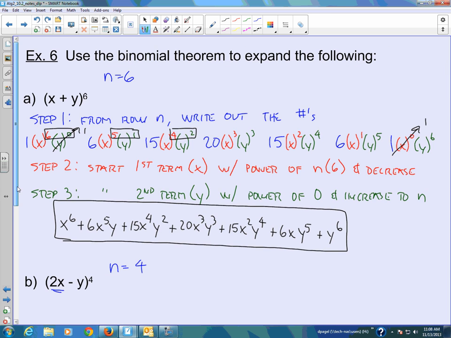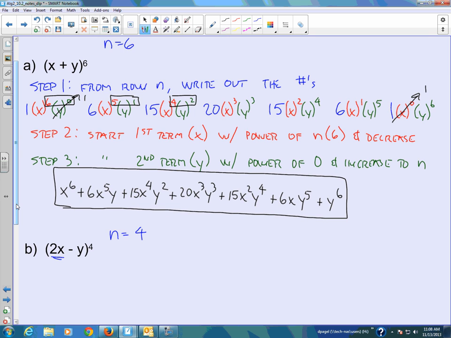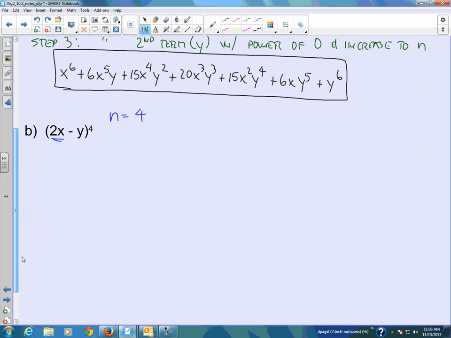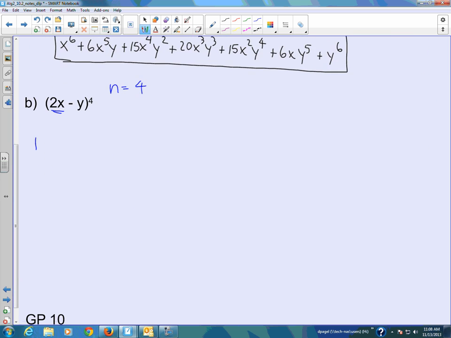So in doing our steps, step 1 from row n, write out the numbers that are in that row. So here we go with step 1. 1, 4, 6, 4, 1. Again, leaving myself some space. Now notice in the last attempt, I didn't worry about the sign, whether things are positive or negative. I'm going to let the terms take care of that for me.